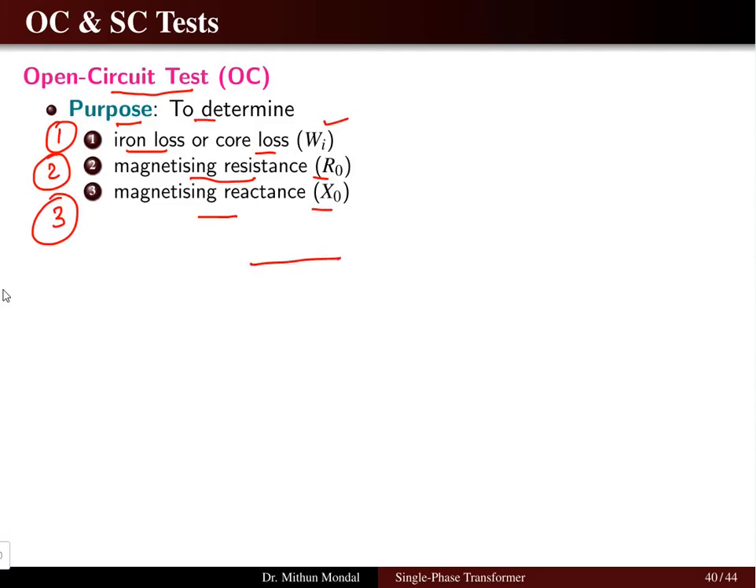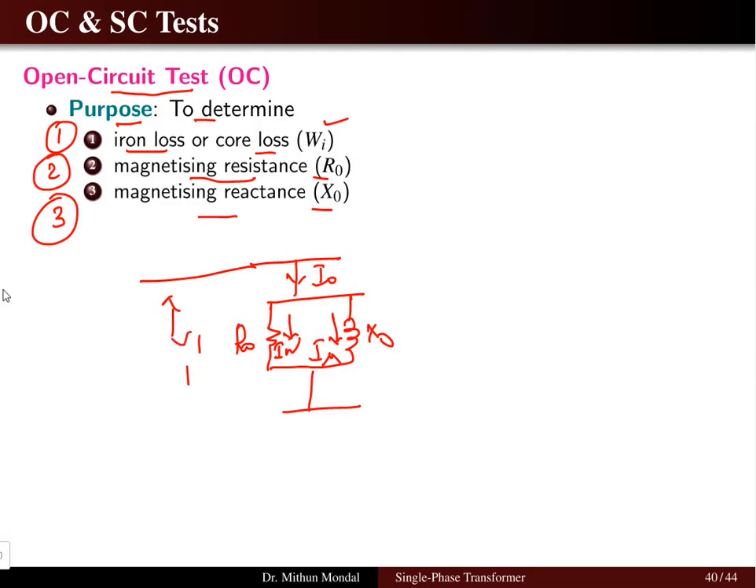If we see the shunt parameters, we have R0 and X0, and here the current I0 is flowing, which has components IW and I mu. The supply voltage we are giving here is V1. So all the shunt parameters are related to the open circuit test of the transformer and the power that we are measuring. If we connect one wattmeter here, the power reflected in the wattmeter will represent the iron or the core losses.